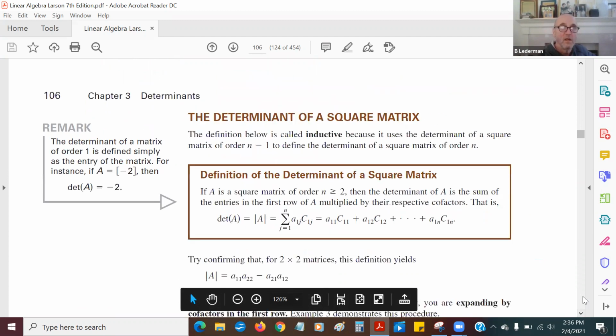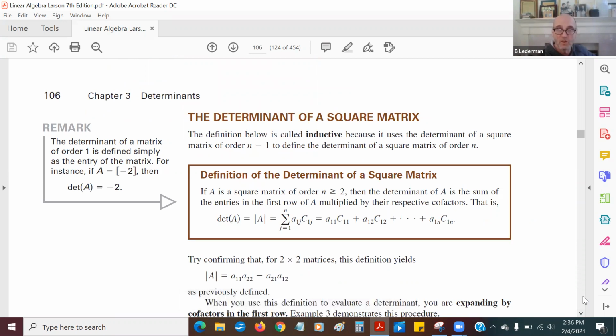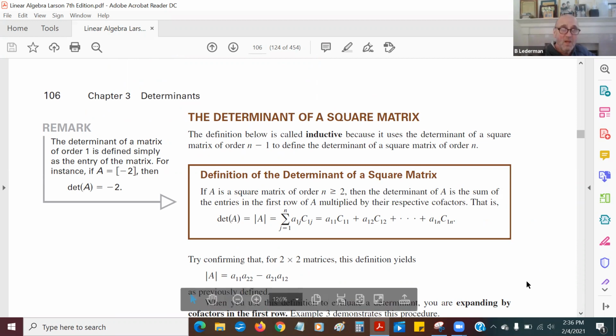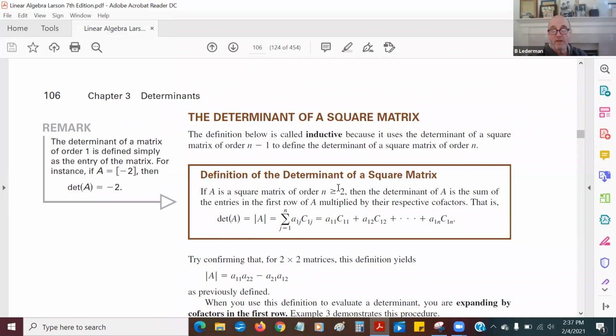Okay, moving on. Now, the determinant of a square matrix is right here. Here's the definition for the determinant of a square matrix. The determinant of A, an n by n matrix, is going to be the sum as j goes from 1 to n of A1j times C1j.